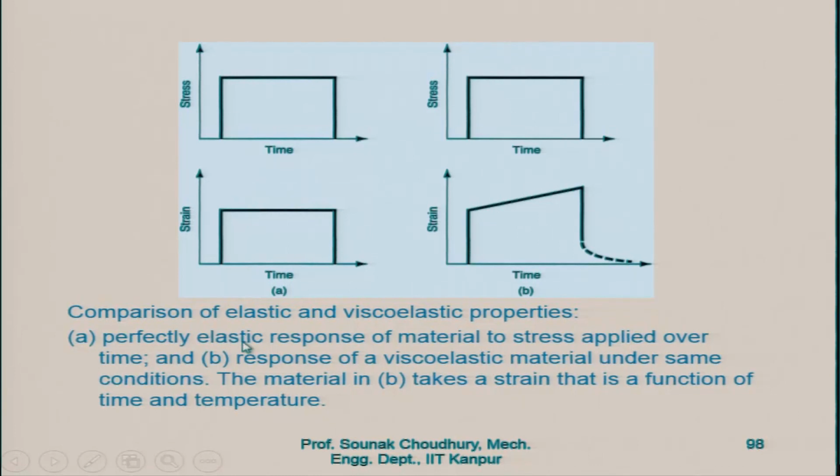If you see here the comparison of elastic and viscoelastic properties, here we have the stress, here we have the time. In A, it is a perfectly elastic response of a material to stress that is applied over time. In B, we have the response of a viscoelastic material under the same condition. The material in B takes a strain that is a function of time and temperature, as you can see from here.